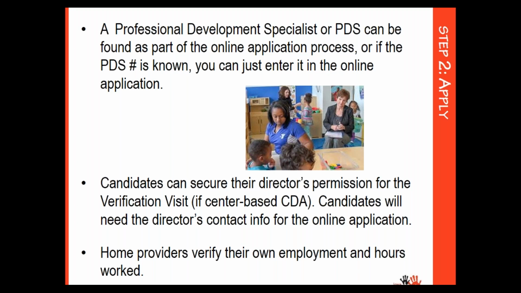If they are at a center, as part of the online application they put in the director's contact information, and then the director will receive an email to verify employment and hours worked. Once that has been verified, the candidate will be notified via a message in their online application. A response is needed from the director in 60 days, or they will have to start the application over. Home providers verify their own employment and hours they work.